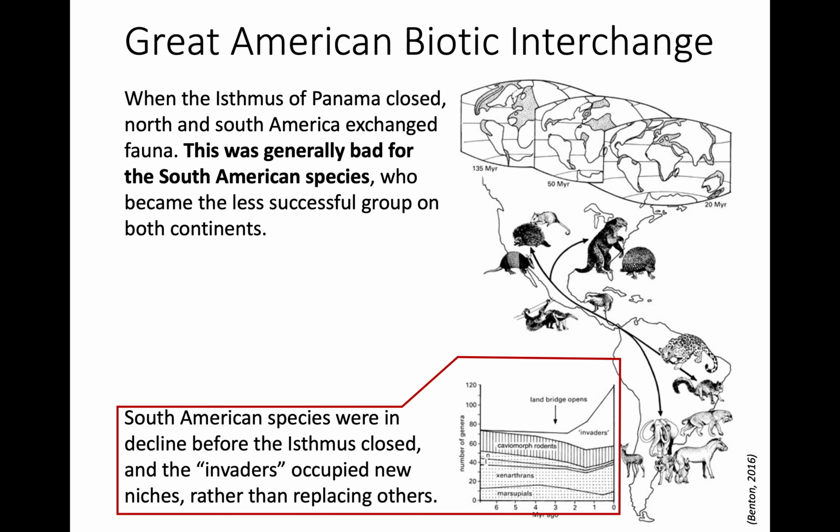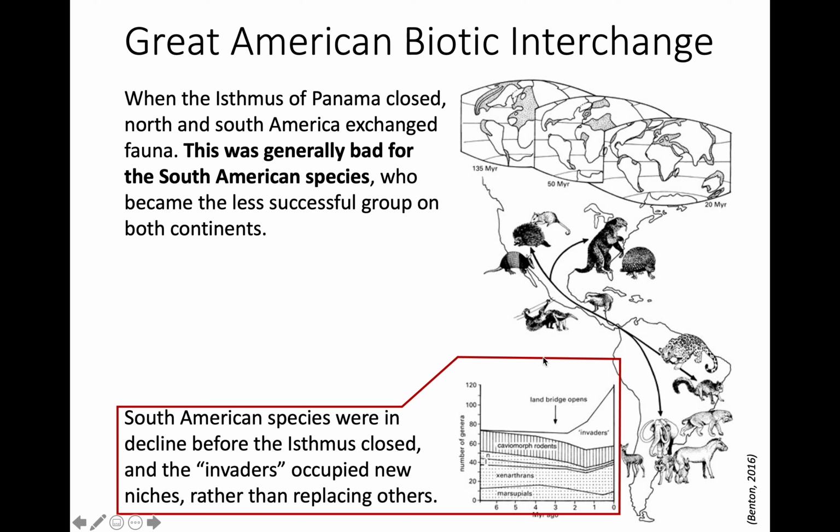So first, South American species were already in decline before the Isthmus of Panama closed. What this means is that when North America and South America connected through the Isthmus of Panama, what we had was an invasive species event from North America to South America. And invasive species events almost always lead to extinction events in the areas of the native species.